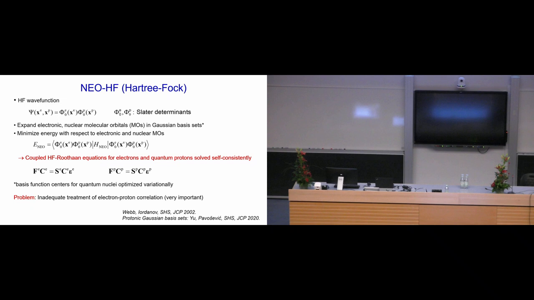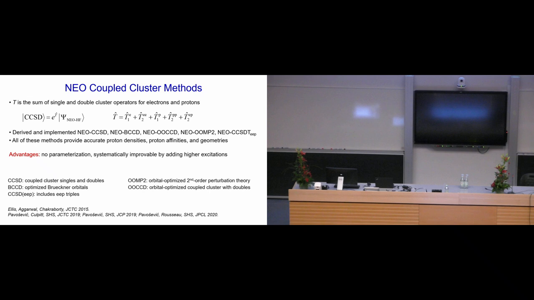The problem is we have an inadequate treatment of electron-proton correlation. Now, because electron and proton attract each other, their opposite sign, this correlation is very strong and it's absolutely essential to getting anything even qualitatively meaningful. So one way to include this correlation is to use wave function methods, like coupled cluster methods. So we could just operate on our Hartree-Fock wave function with this exponential of the cluster operator. This cluster operator here consists of the single and double electronic excitations and the single and double protonic excitations, and then we have a double electron-proton excitation.